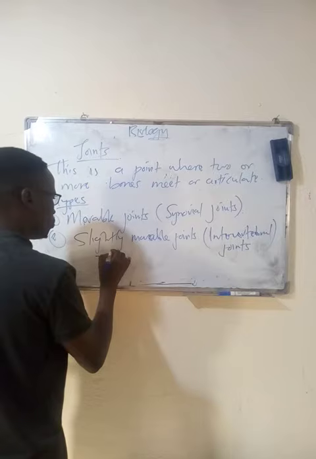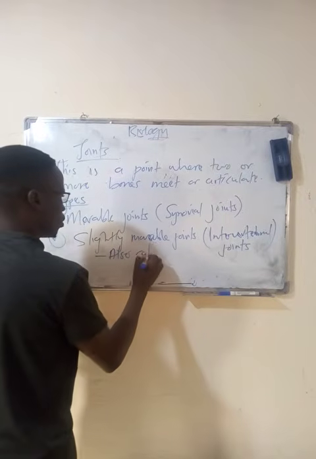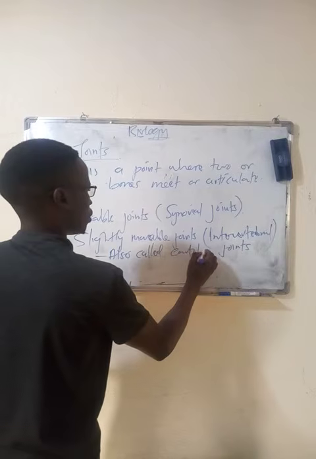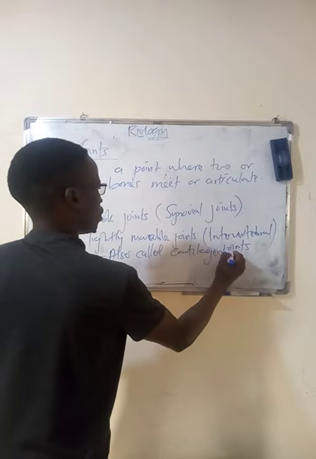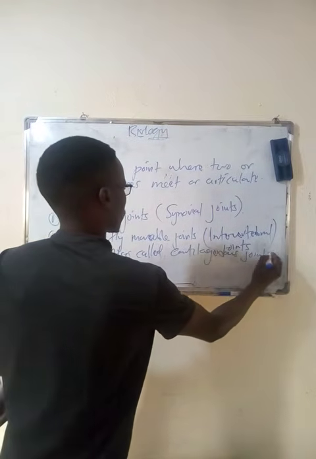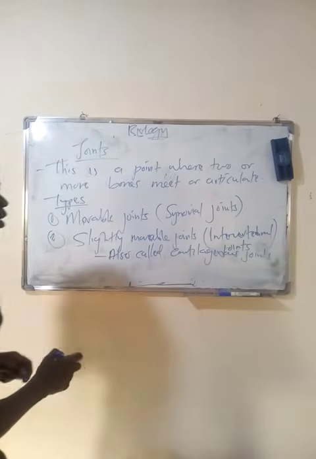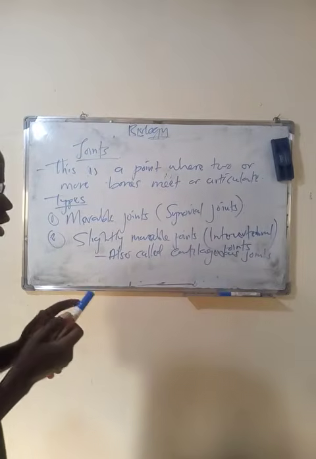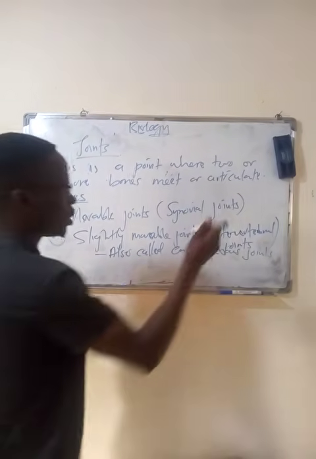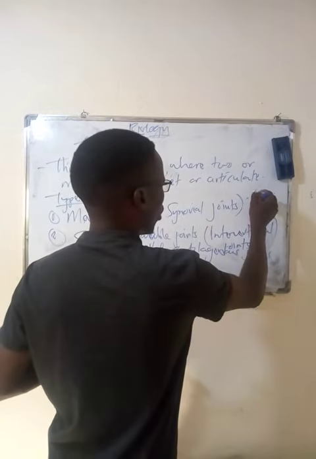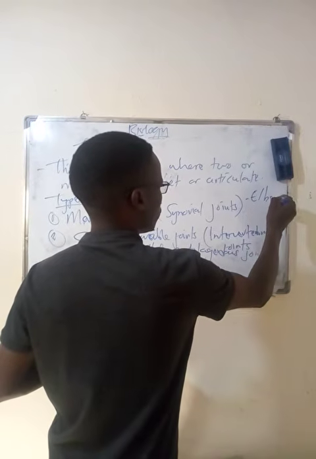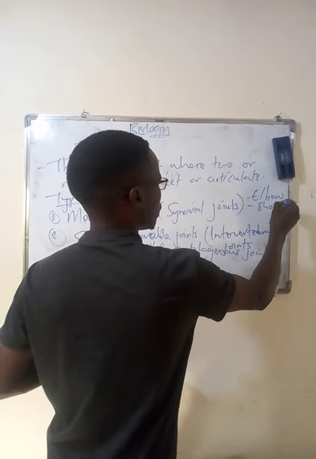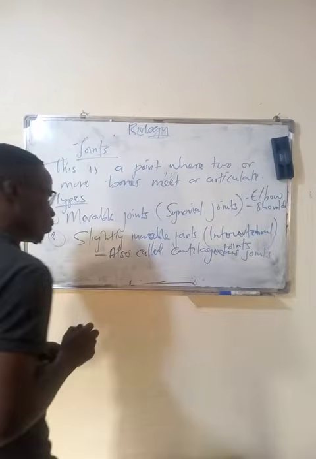Also called cartilaginous joints. That's what they are called. An example of that is the intervertebral disc. Other examples we're going to talk about are the elbow, the shoulder, and so on.